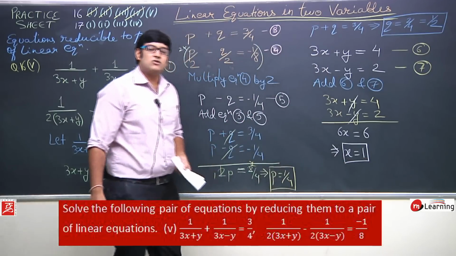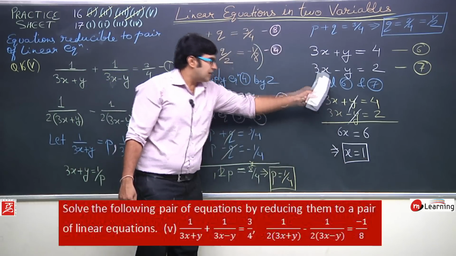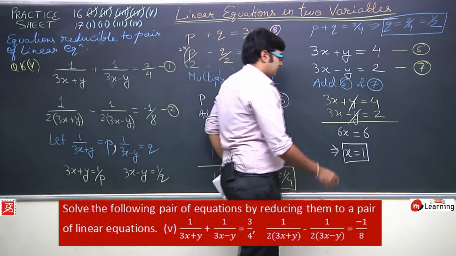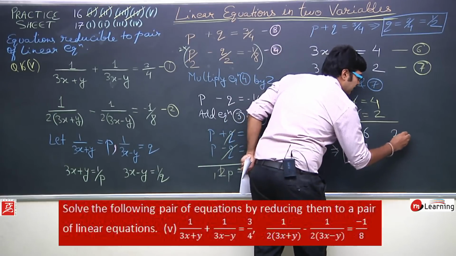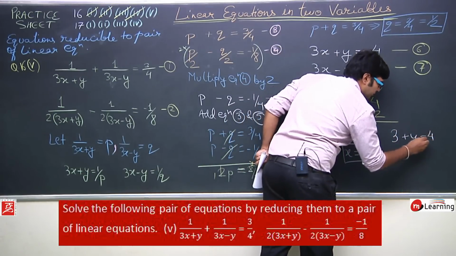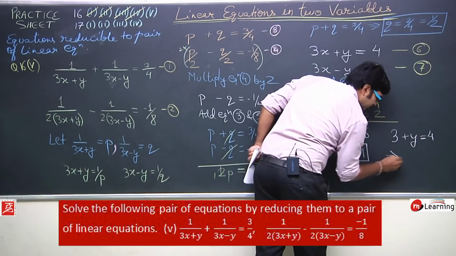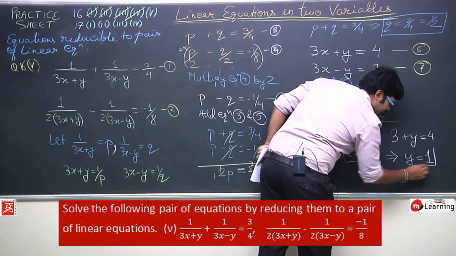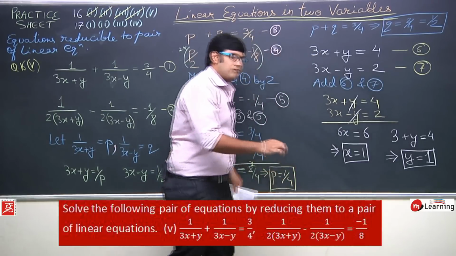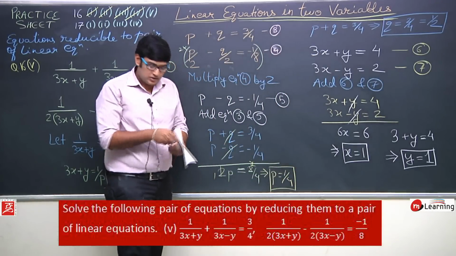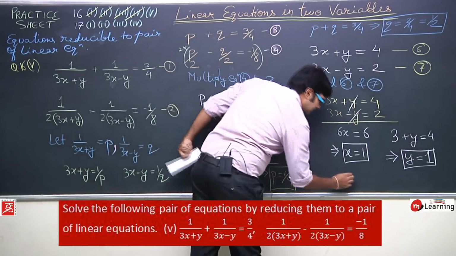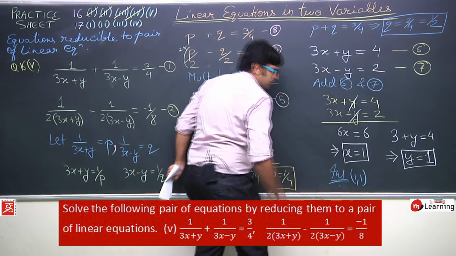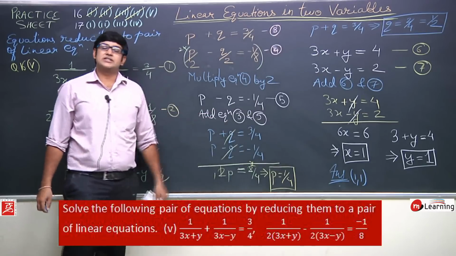Now can we determine the value of y also? Yes. Substitute this value in any of the equations. Let us say in the first equation. So in place of x I will write 1. So you will get 3 plus y is equal to 4, which implies the value of y is 4 minus 3, that is 1. So the values of x and y are 1 and 1. Hence the answer for this question is 1 comma 1. This is the solution of the given equations. Okay, so this is our answer.